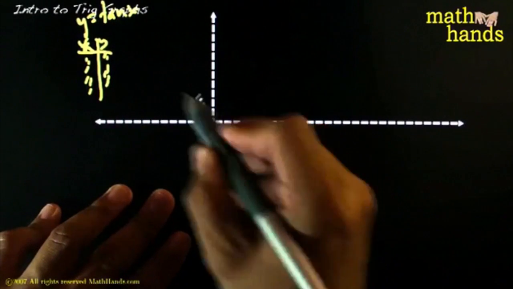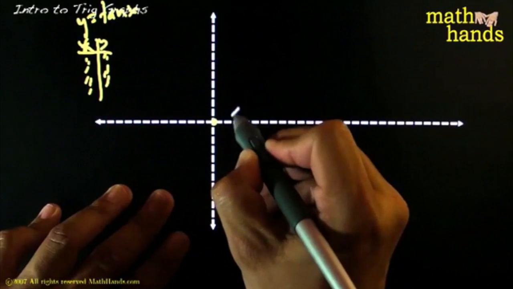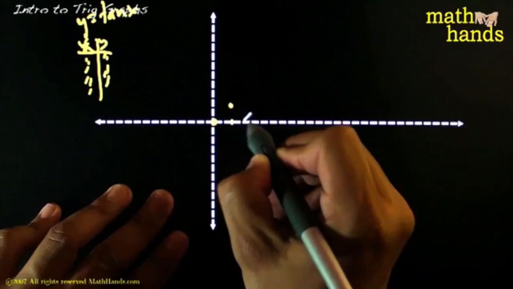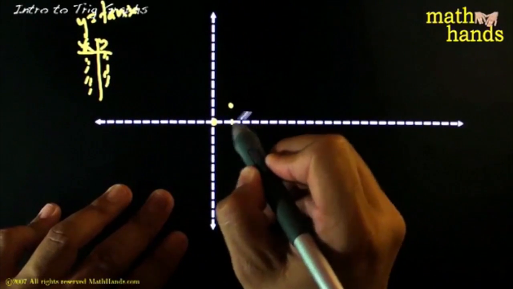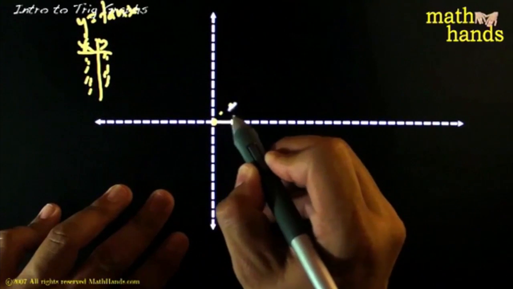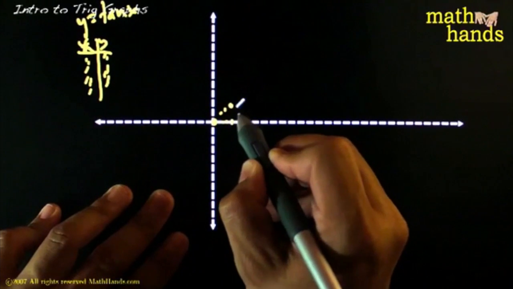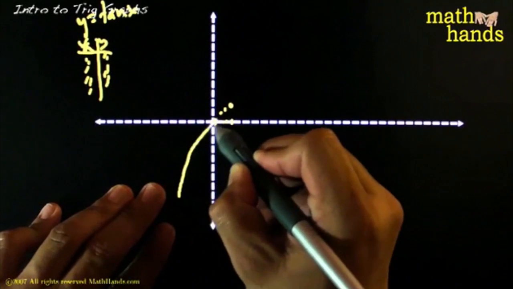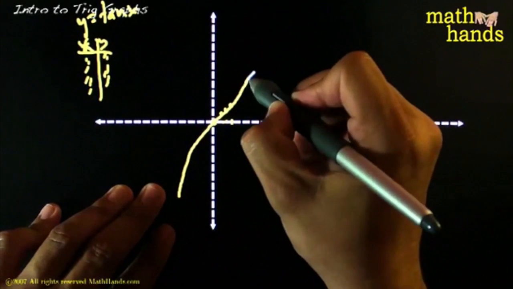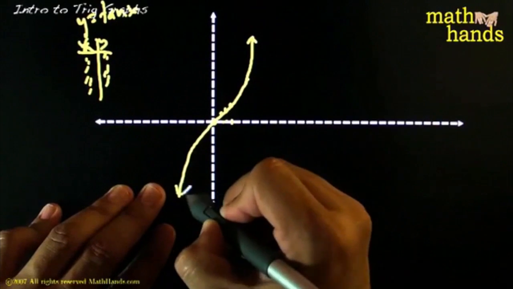But when you plot points, you'll get something like this. Tangent of 0 is 0. Tangent of 45 is 1. Tangent of 90 is undefined, actually. And so you have to refine your graph. Maybe try tangent of 10 degrees, tangent of 20, etc. Eventually, you'll get a picture that looks more or less like this.